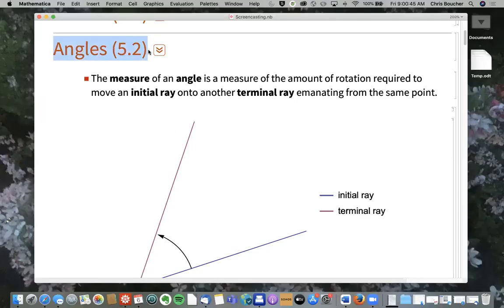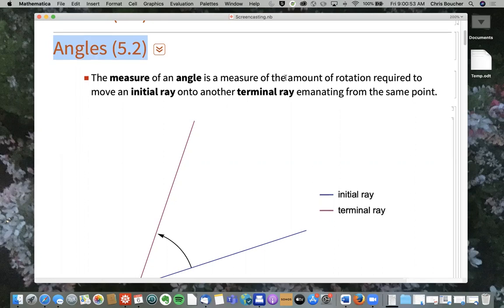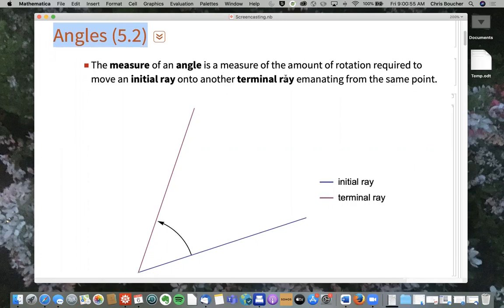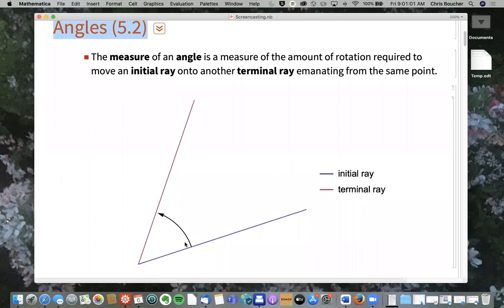Today's video is about angles, which is section 5.2 in the book. In our last video, we talked about circles. An angle, again, is something you're all probably familiar with, but we'll get a little bit technical about it and introduce some terminology. An angle is sort of the space between two lines that emerge from a single point. We'll call them rays because they only extend in one direction.